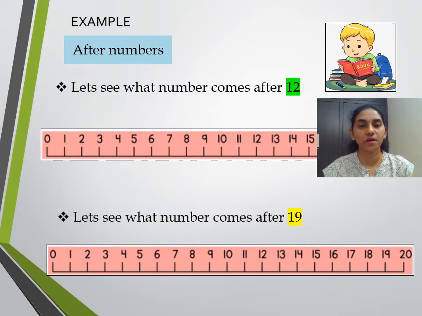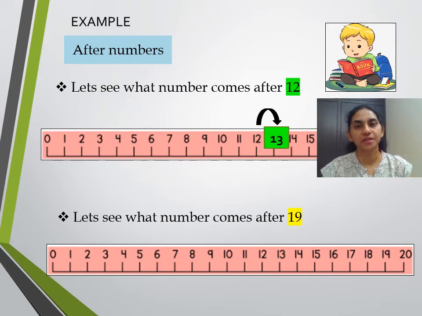Now what number comes after 12? Yes, it is 13. Next number is 13. Let's see the next one. What number comes next after 19? On the number line, see where is 19? So, after 19 is? Yes, 20. 20 comes after 19.